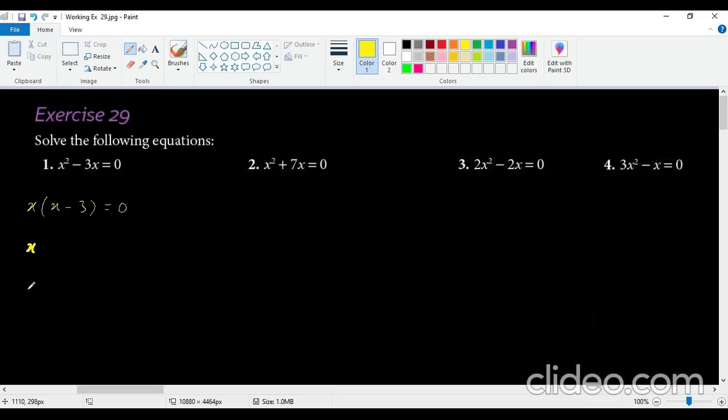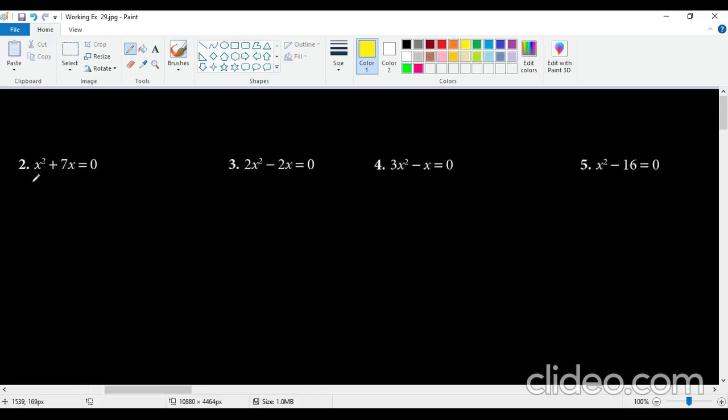Now we find out the value of x. What are the values of x? The first value is x equals 0, and x equals positive 3. So 0 and positive 3 are the two answers for this question. Moving on to question number 2, as we can see here, is x square plus 7x. In question number 1, 0 and 3 are the two answers. Moving on to question number 2, the common factor between them is x.